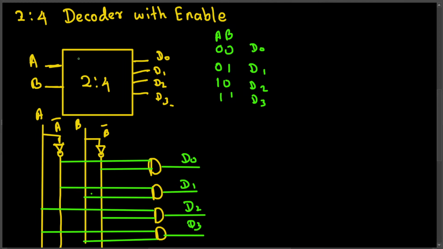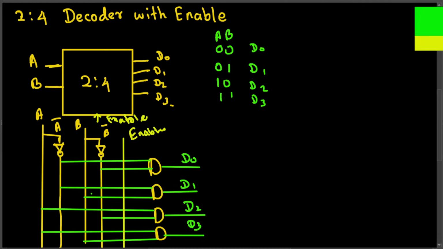But let's see what happens if you have an enable line. Usually in a decoder, the enable will be shown here. But in the logic gate diagram, we just draw a line for that like this, and this is the enable line, and that will be one of the inputs for the AND gate.